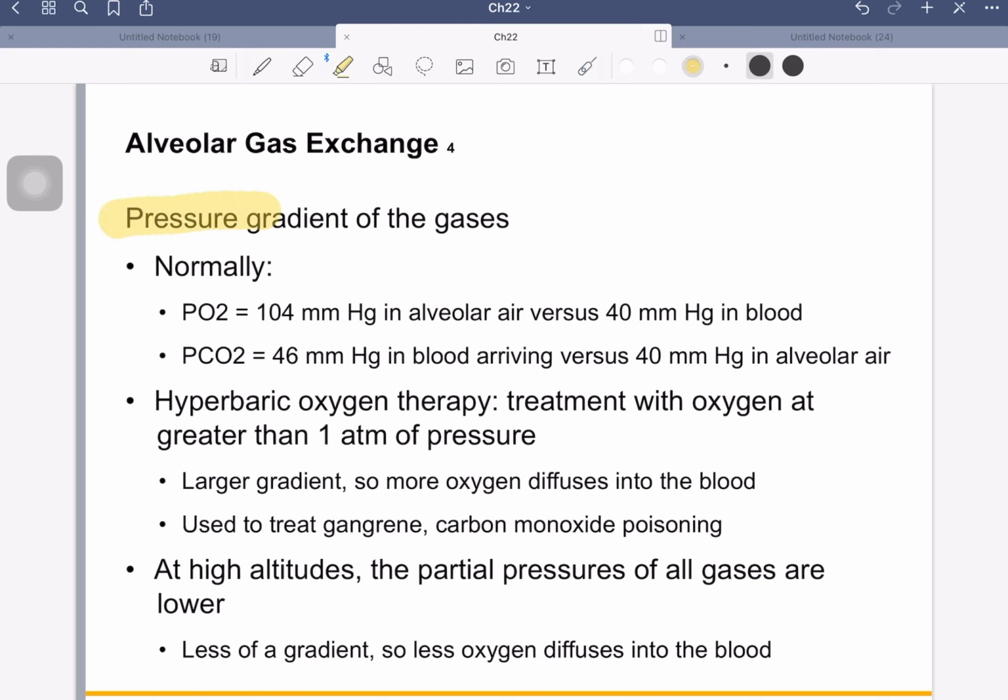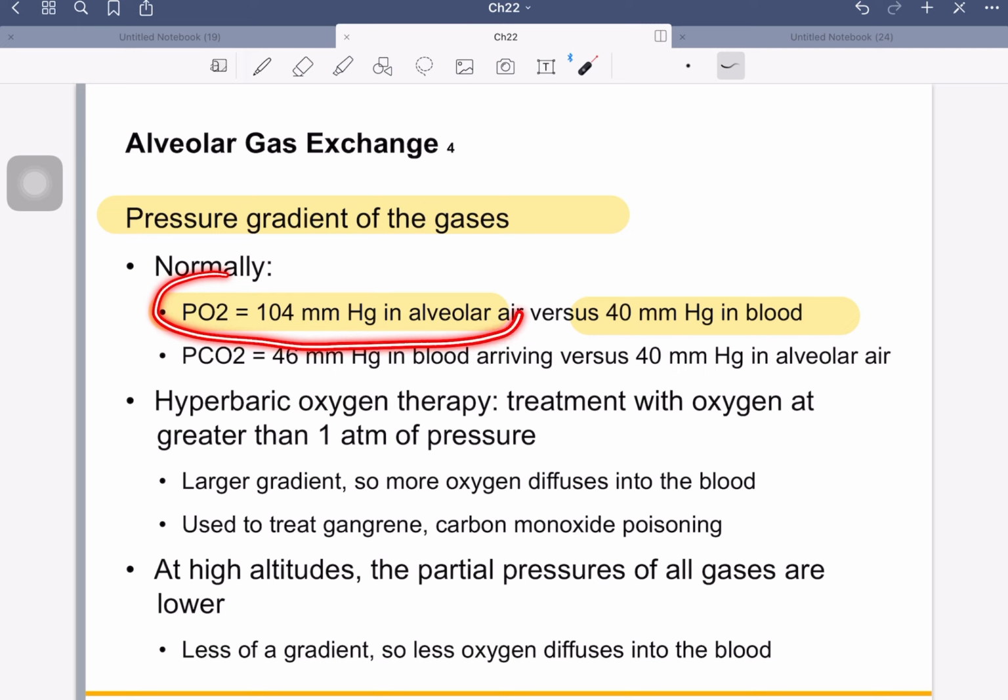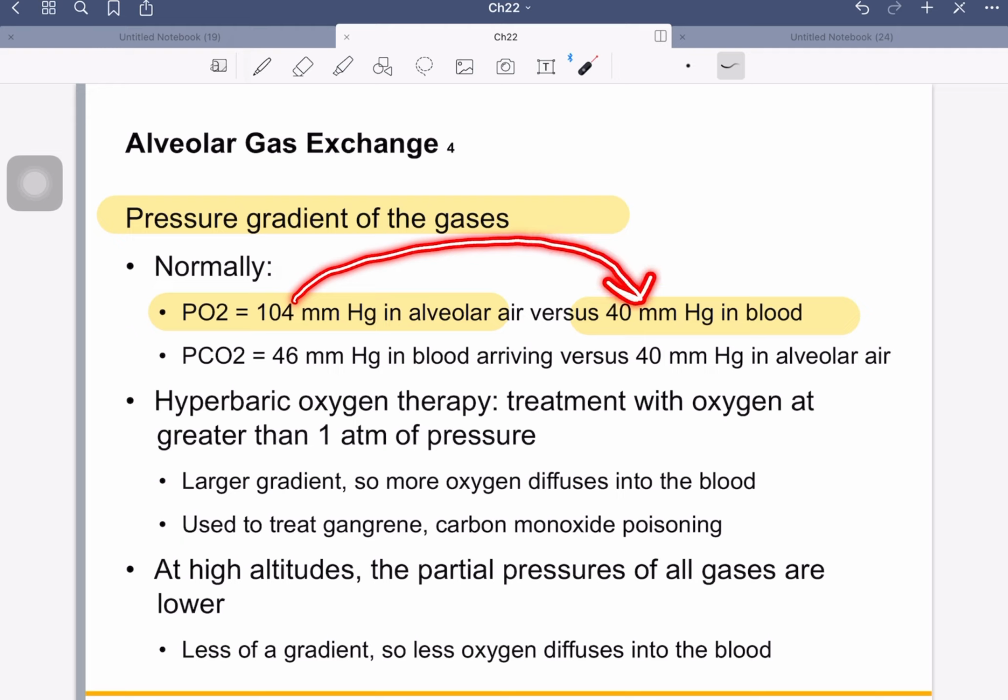Now, what's the pressure gradient of the gases? Normally, if I'm looking at O2, it's about 104 in the alveolar air versus 40 in the blood. So you can see as that blood's coming by the alveoli that there's much more oxygen. It has a higher partial pressure in the alveolar space versus the blood. So that means that I'm going to get a movement of oxygen into the blood.